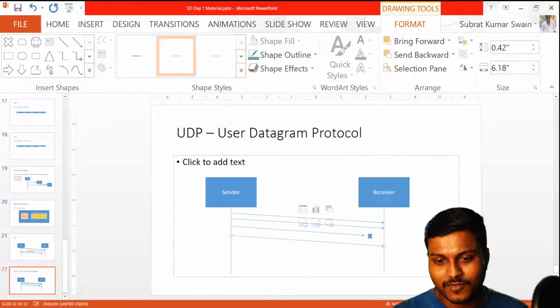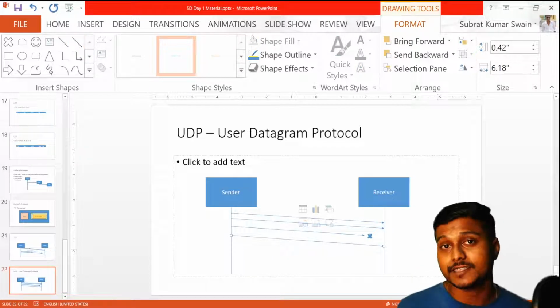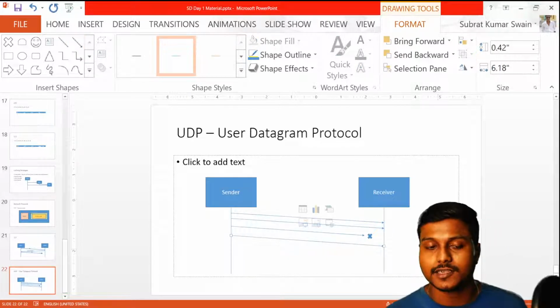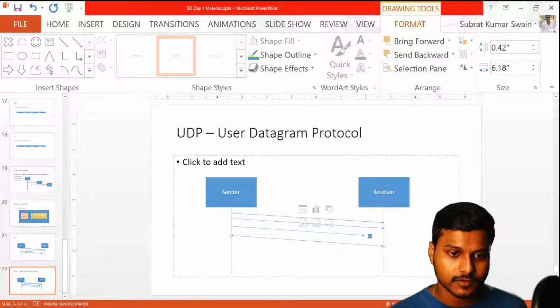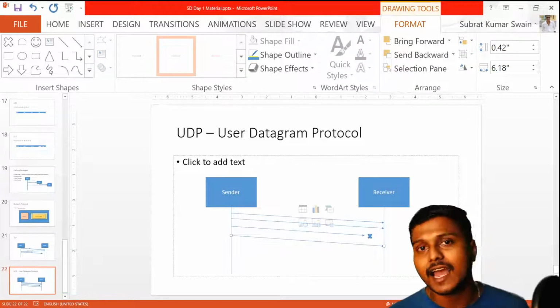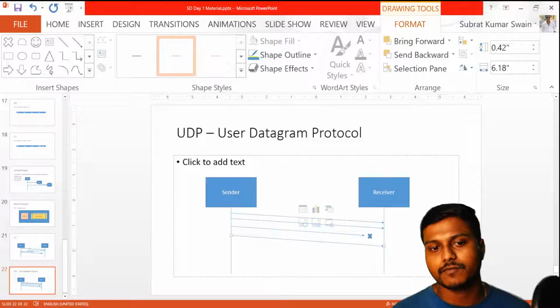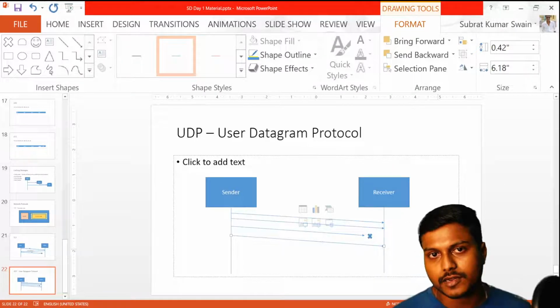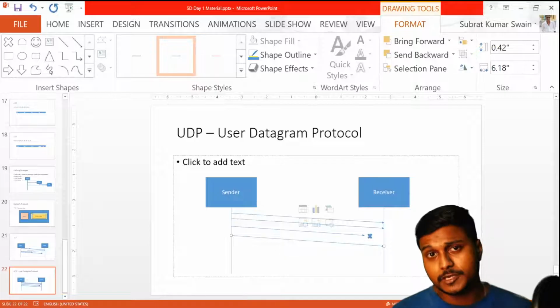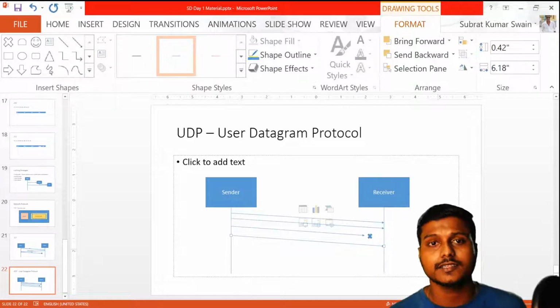This is UDP. The process is faster, but it is not too reliable. You cannot rely on UDP if you want a consistent result. Obviously the packets may also arrive out of order. This is UDP, and this is how it is different from TCP.